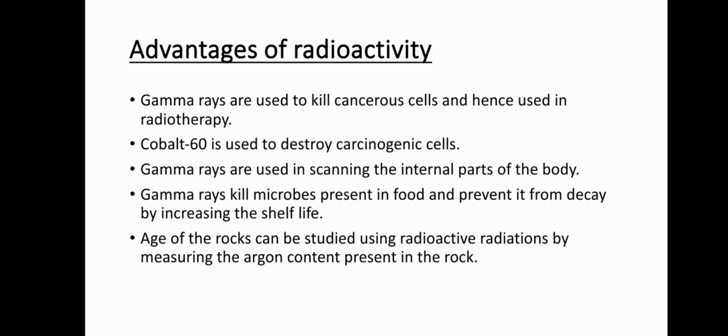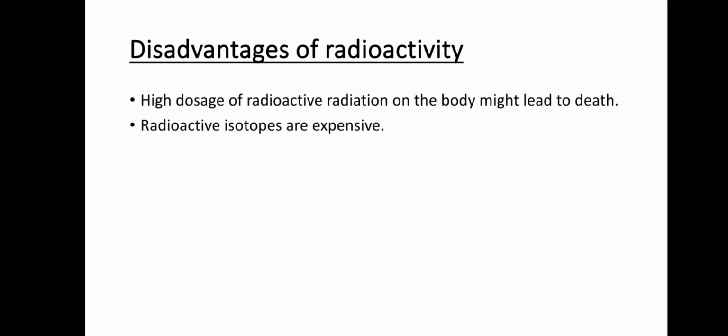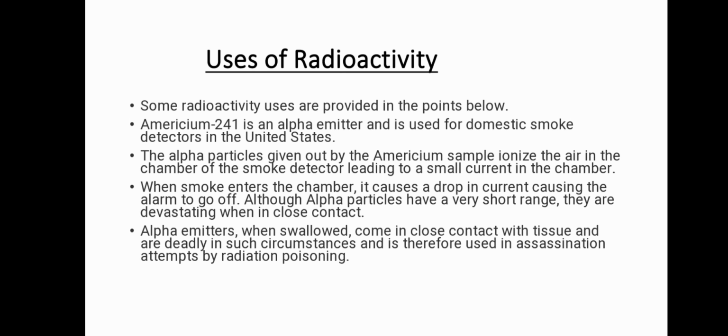Now we can see the advantages of radioactivity. Gamma rays are used to kill cancerous cells and hence used in radiotherapy. Radioactivity is used mostly in hospitals and in industries. So let's look at the disadvantages of radioactivity. High doses of radioactive radiation on the body might lead to death. Radioactive isotopes are expensive. Uses of radioactivity: some uses are provided in the points below.